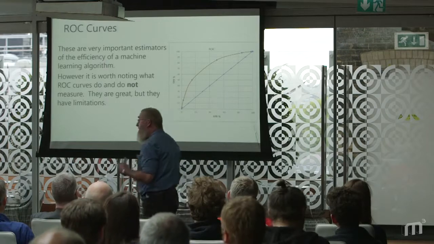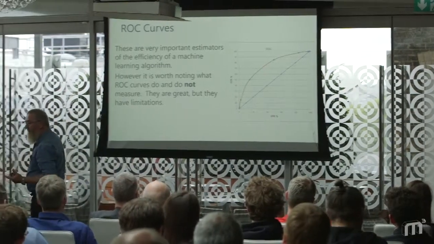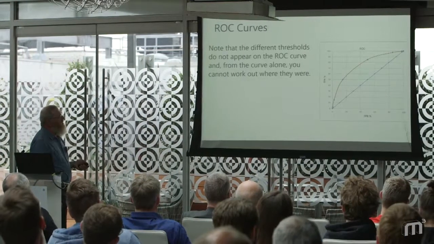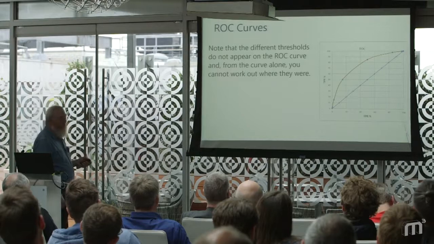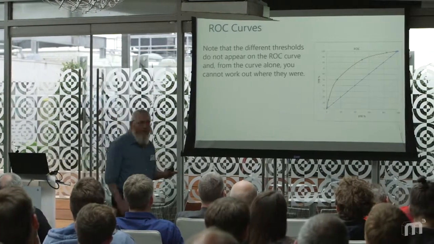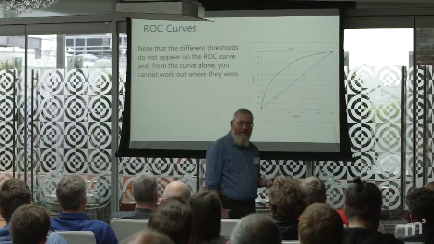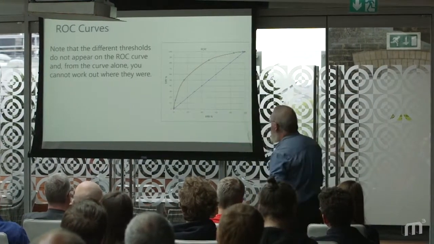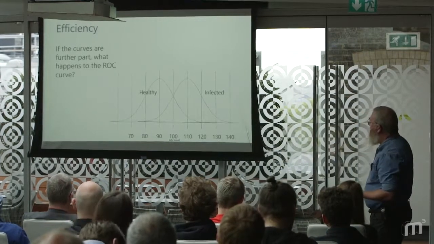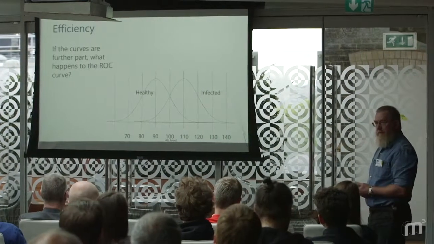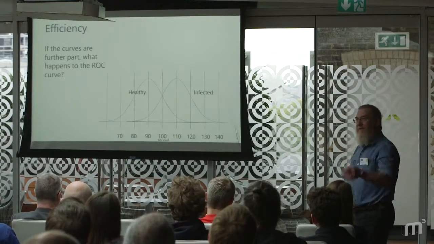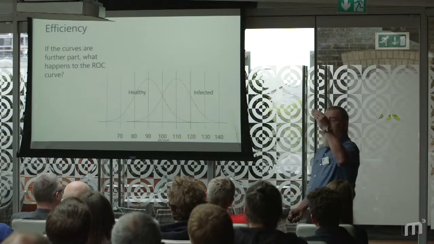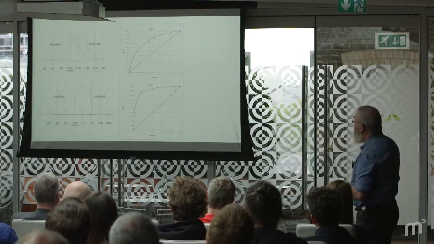So they are very, very important estimators of algorithm efficiency. And you notice that there's a lot that's not on there. What we're not showing is what threshold we used. This diagram is not concerned with the threshold we used. It's concerned with the value of one against the other, and that's all it's doing. So if the curves are further apart, what's going to happen to that ROC curve? You can now answer by drawing in the air, and you did it. And it does that. It gets further across. So that's the one we started with.